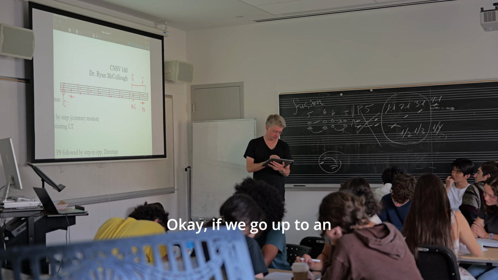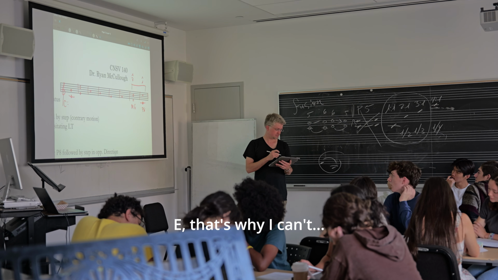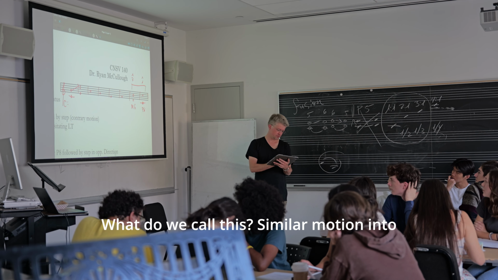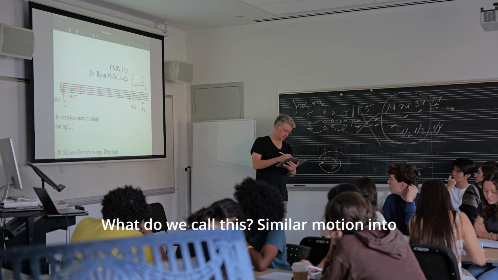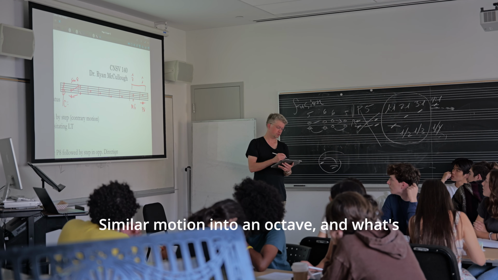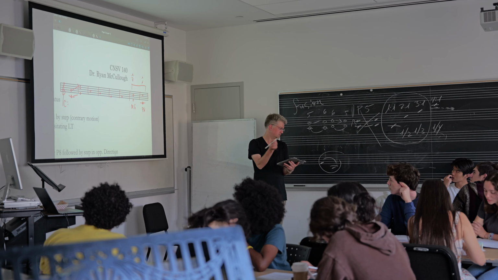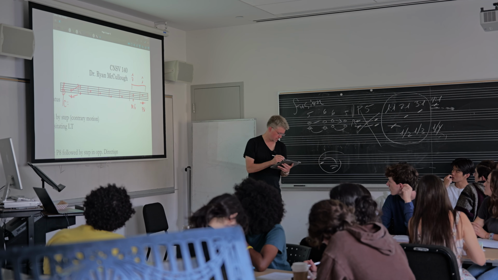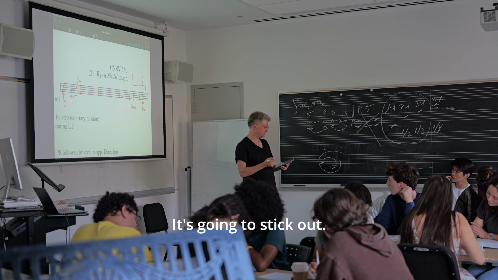E. Okay, if we go up to an E, that's knocked out. That's why I can't. An octave. What do we call this? Similar motion into an octave. I would write sim 8. Similar motion into an octave. And what's the deal with that? Can't do that. Why? Because it's like a power chord. It's a melodic accent. It's going to stick out.